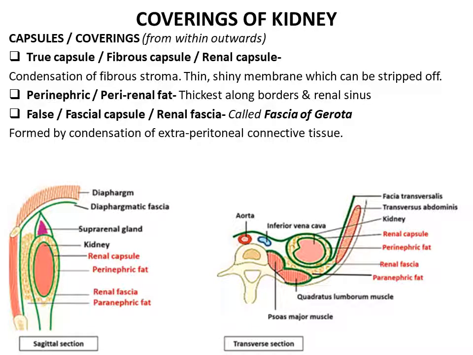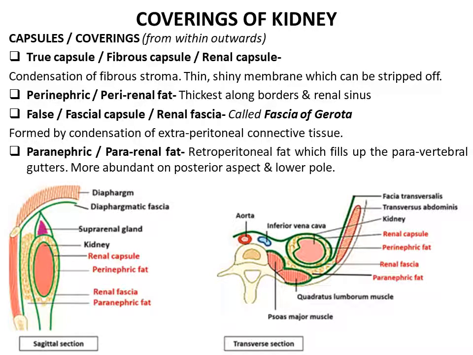Outer to it lies the most important layer, that is called the false capsule or the fascial capsule or the renal fascia. It is also known as the fascia of Gerota. It is mainly formed by the condensation of the extraperitoneal connective tissue around the kidneys. And the outermost is again a layer of fat which is called the paranephric or the pararenal fat. This is mainly formed by the retroperitoneal fat which fills up the paravertebral gutters. It is more abundant on the posterior aspect and the lower pole of the kidney.